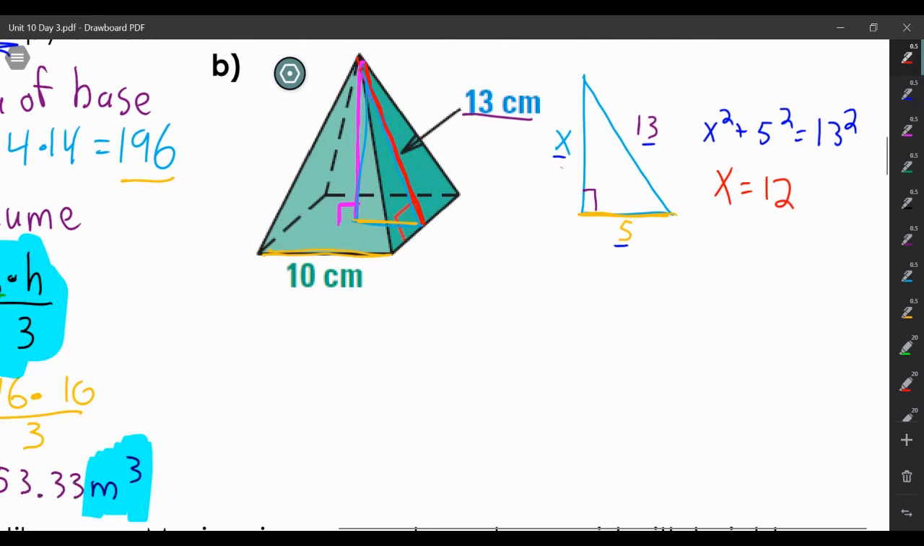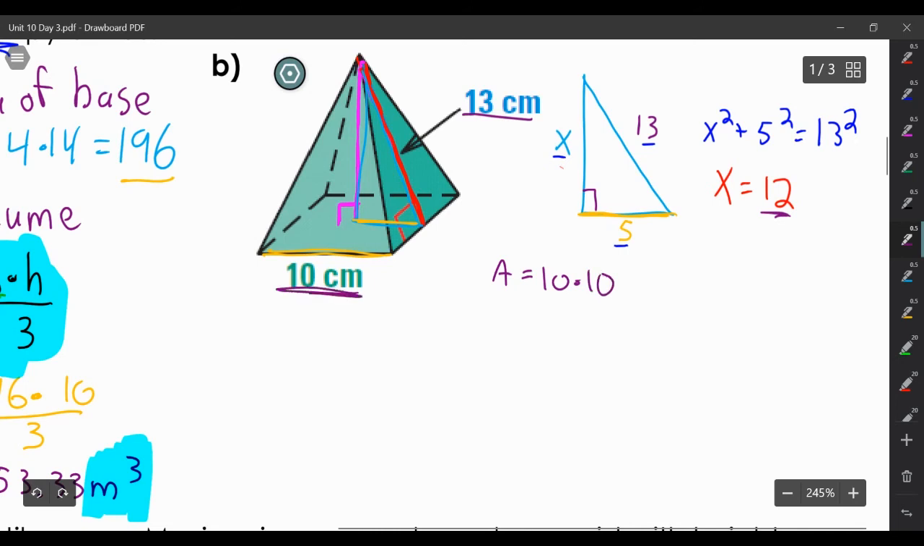So now that we have our height, which is 12, we can then calculate the volume. First we'll find the area of the base. The area of the base is going to be 10 times 10.